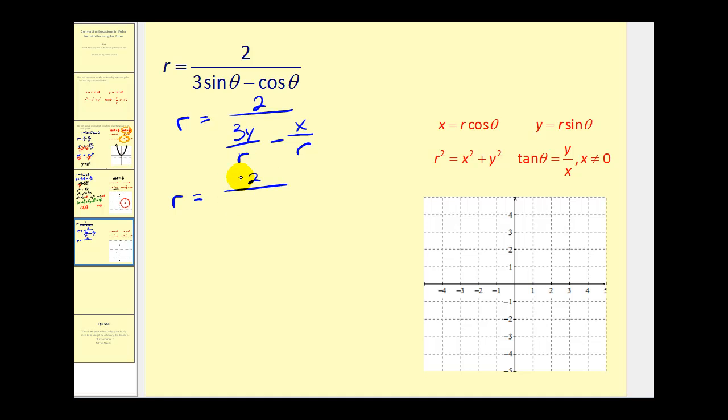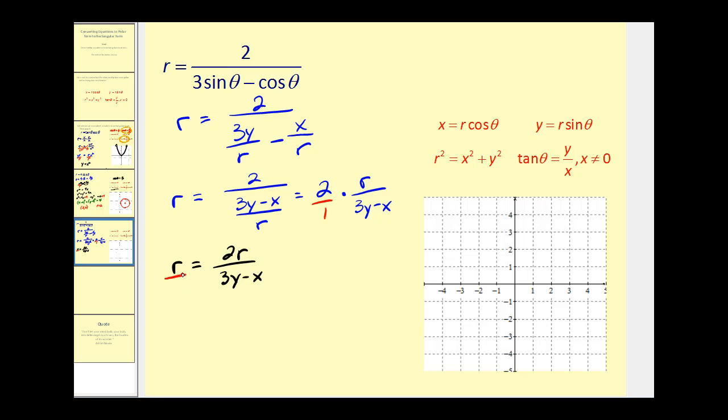Let's go ahead and subtract these two fractions. So we have 3y minus x over r. Let's see if we can simplify this complex fraction. Remember, this fraction bar is a division symbol, so we have 2. Instead of dividing by this fraction, we'll multiply by the reciprocal. Let's go ahead and put the 2 over the 1. So we end up with r equals 2r all over 3y minus x.